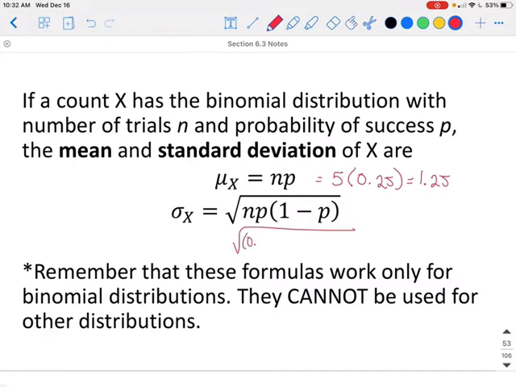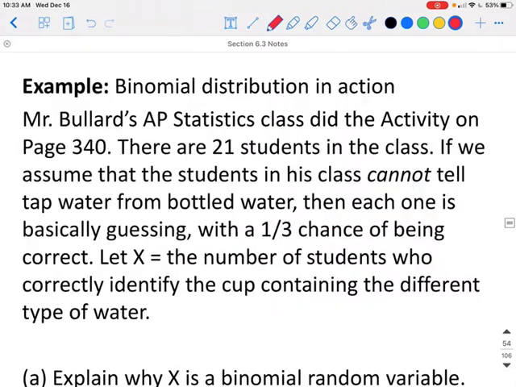Our number of trials first is 5. So we had 5 trials. The probability of success was 25%. The probability of failure is 75%. And that will give us a standard deviation of 0.968. Remember that these formulas work only for binomial distributions. They cannot be used for any other type of distribution.